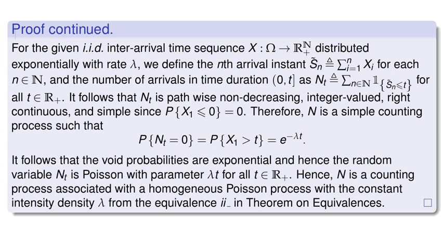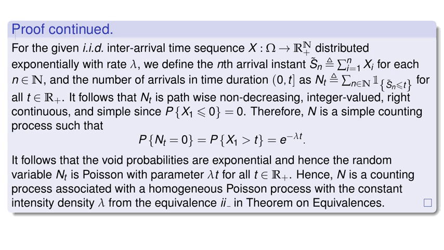For the converse part of the proof, given an IID sequence of inter-arrival times X, where each X_i is exponentially distributed with rate lambda, we define the nth arrival instant S tilde n as the sum from i equals 1 to n of X_i. Then the number of arrivals in the time duration from 0 to t, N_t, is defined as the sum over n in natural numbers of the indicator that S tilde n is less than or equal to t.